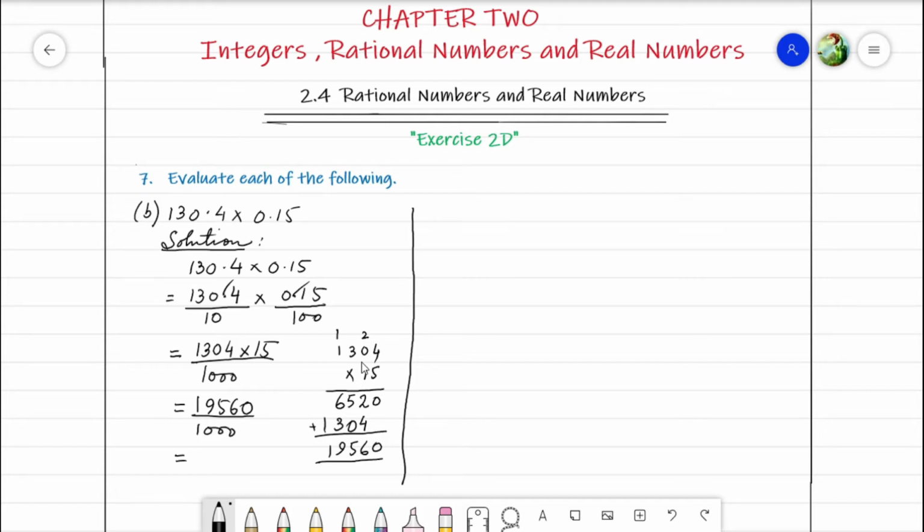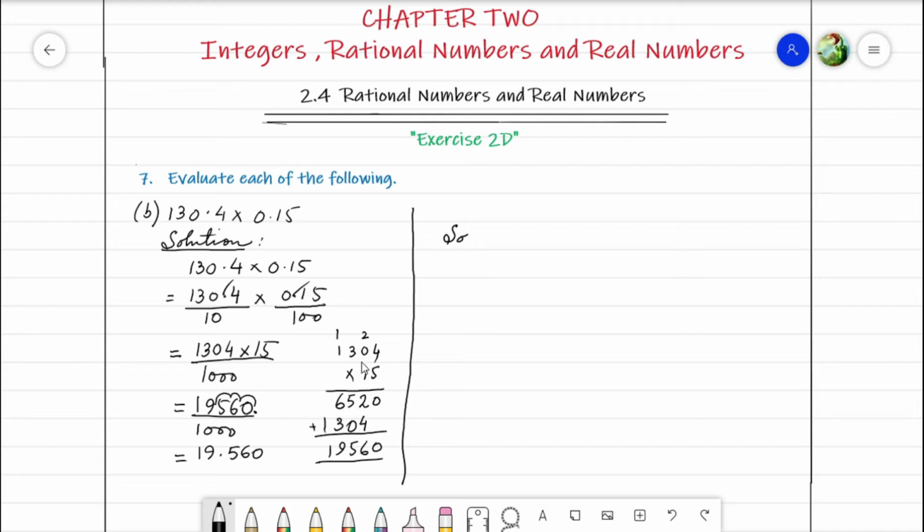Because there are three zeros in the denominator, and in the numerator there is no decimal point, if there is no decimal point in a number, it would be at the end of that number, after the ones place, and I will shift it towards the left-hand side because we are dividing by 1000. This is the rule. We shift it towards the left, 1, 2, 3. So there would be your point, and that would be 19.560. This is your answer.